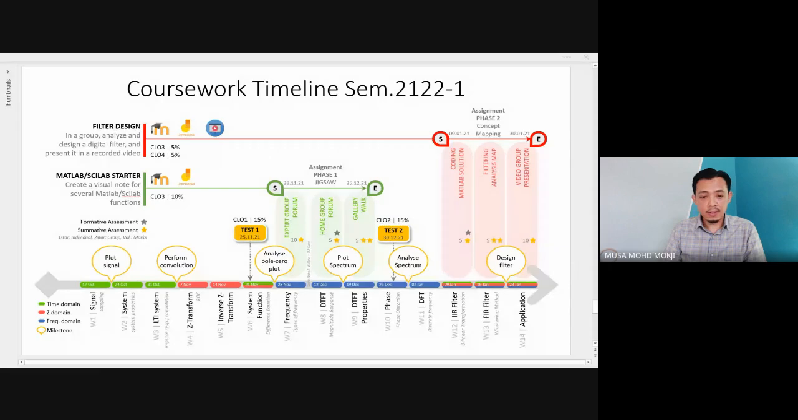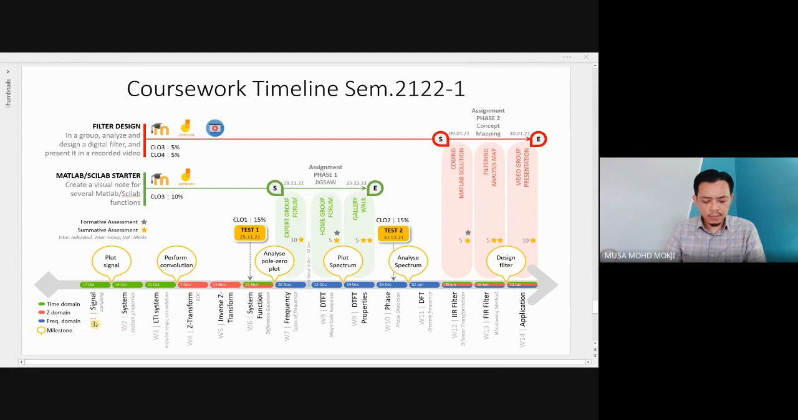So let's revise our plan for this semester on DSP. We have 14 weeks in total, and now we are actually in week 8. Week 8 means not including the semester break. If we include the semester break, it should be week 9.